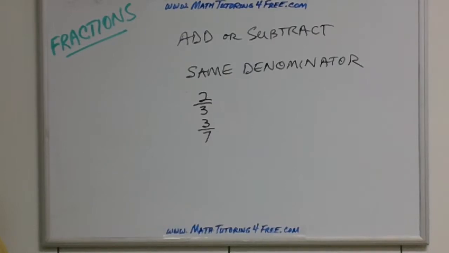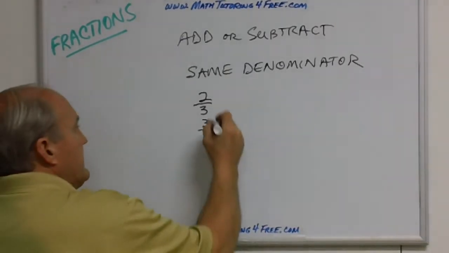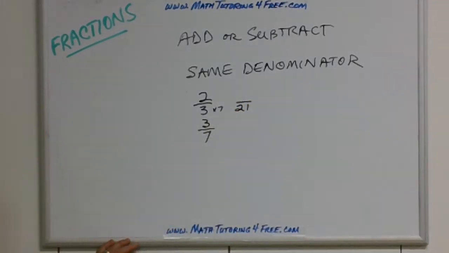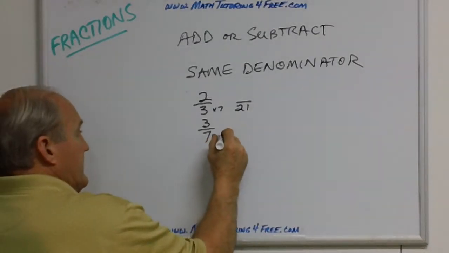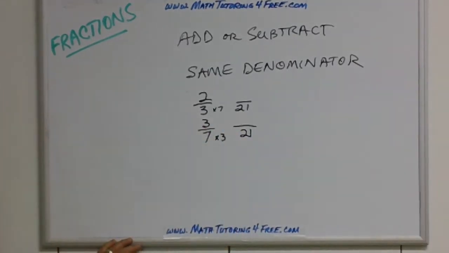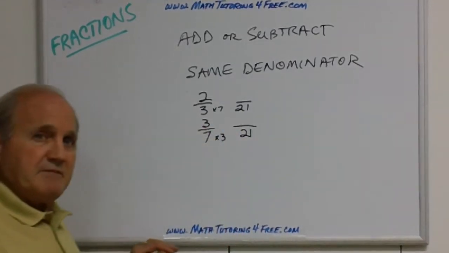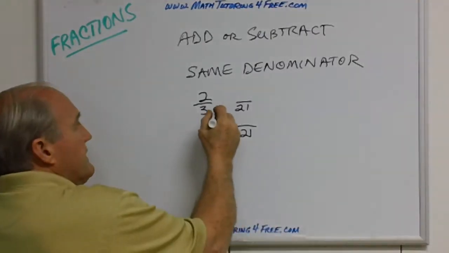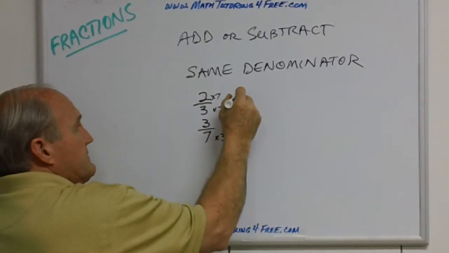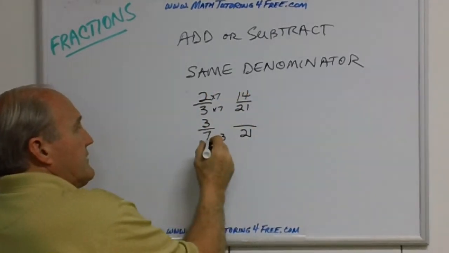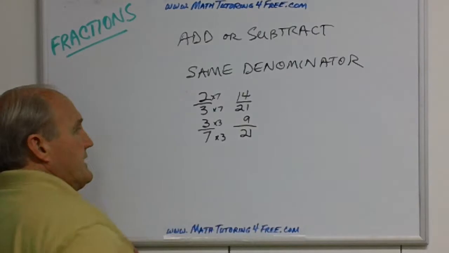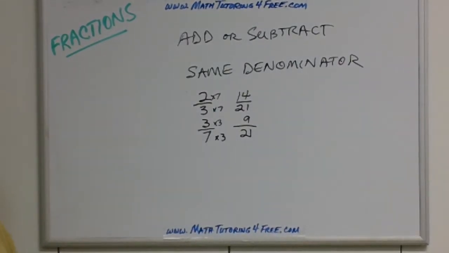3 times 7 is 21. If I multiply 3 by 7, I'll get a fraction with 21 in the denominator. If I multiply 7 by 3, I'll get 21 in the denominator. What are our numerators going to be? Again, whatever we do to the denominator, we must do to the numerator. If we multiply the 3 by 7, we also multiply the 2 by 7. 2 times 7 is 14. 3 times 3 is 9, so we get 9/21.